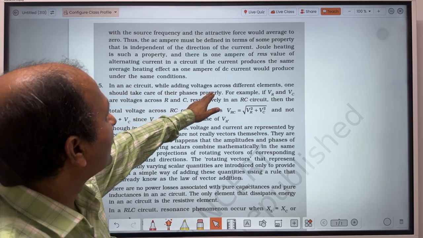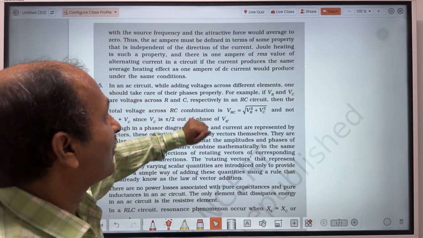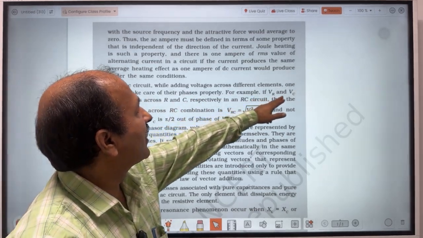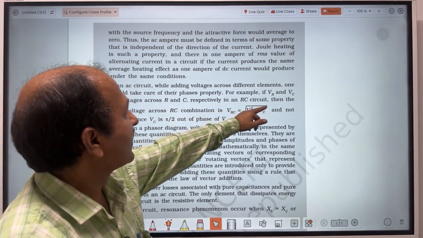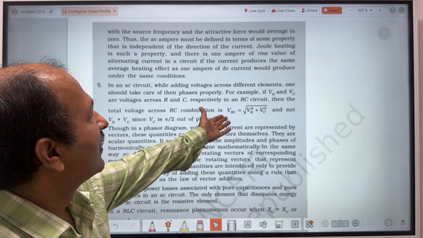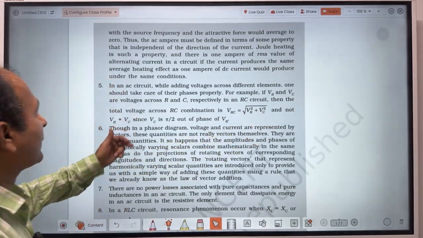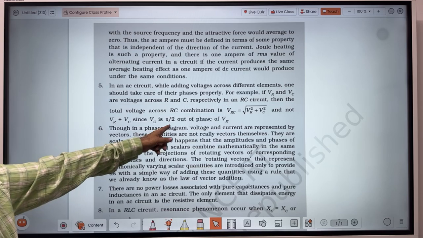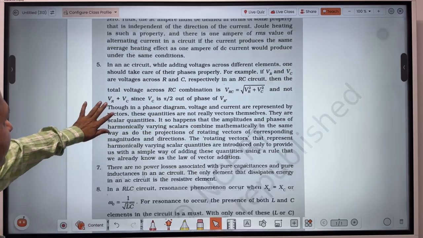In an AC circuit, while adding voltage across different elements, one should take care of their phases properly. For example, if VR and VC are voltage across R and C respectively in an AC circuit, then the total voltage across the RC combination will be VRC equal to the square root of VR square plus VC square, and not VR plus VC, since VC is pi by 2 out of phase with VR. So we have studied about these things.